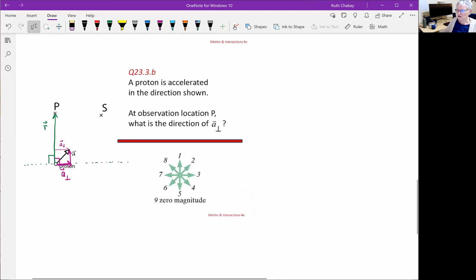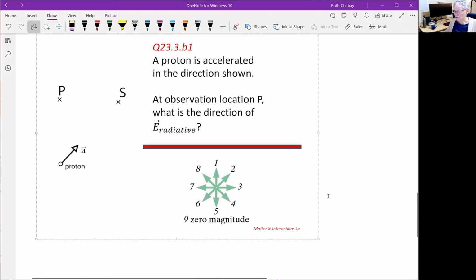Okay, so you know what the next question is going to be, right? You know the direction of r, you know the direction of A perpendicular. What's the direction of the radiative electric field that you observe at location P?